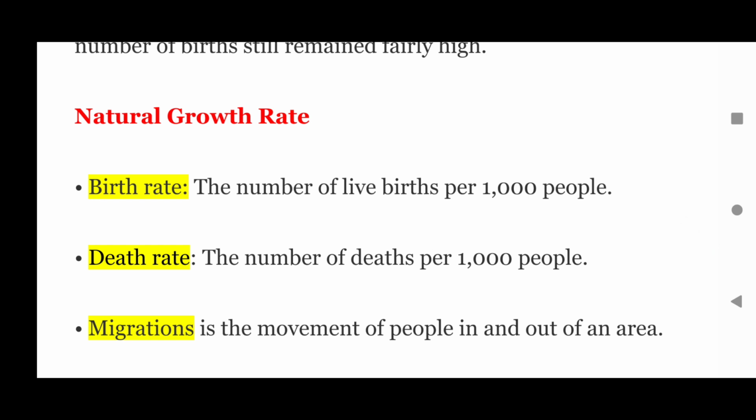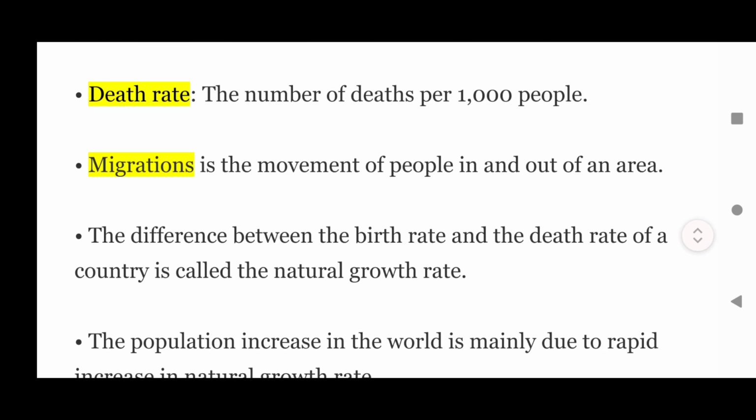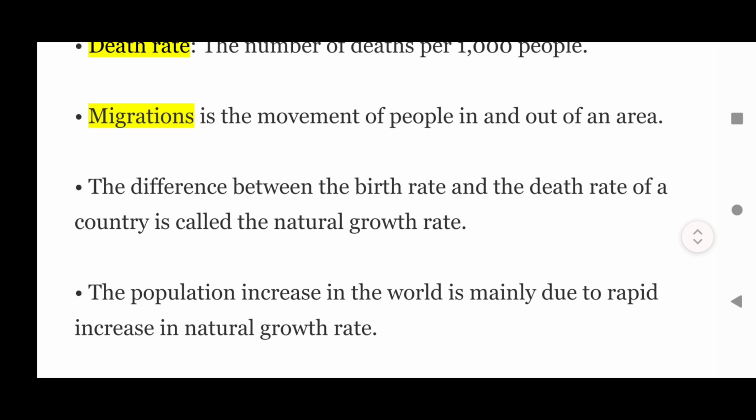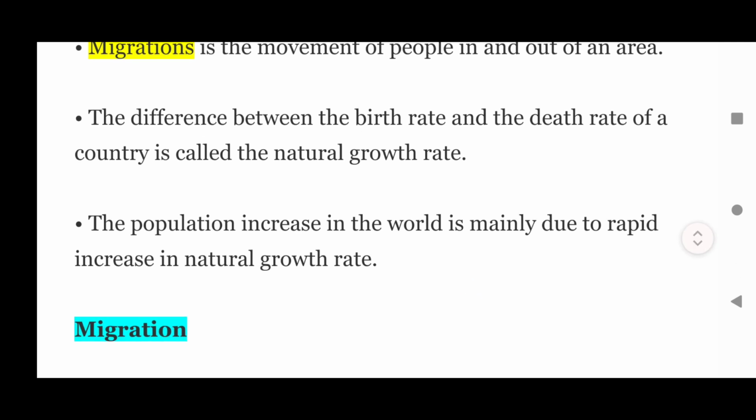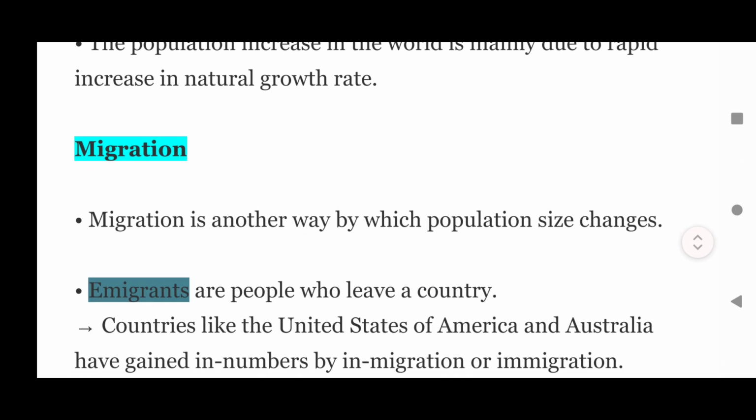Natural growth rate. Birth rate: the number of live births per 1,000 people. Death rate: the number of deaths per 1,000 people. And migration. Migration is the movement of people in and out of an area. The difference between the birth rate and the death rate of a country is called the natural growth rate. The population increase in the world is mainly due to rapid increase in natural growth rate.